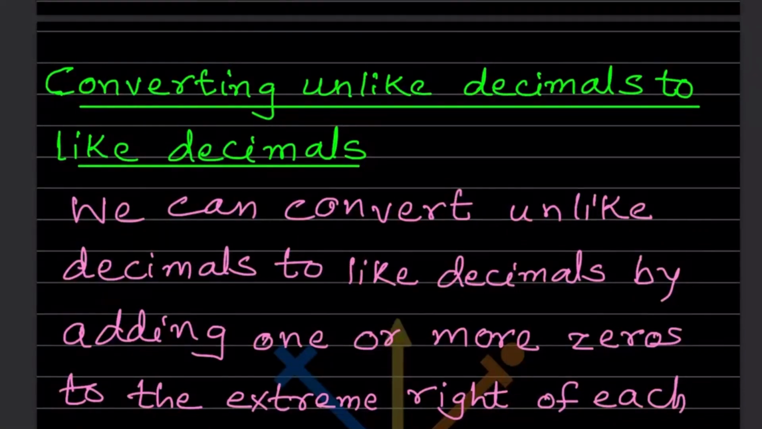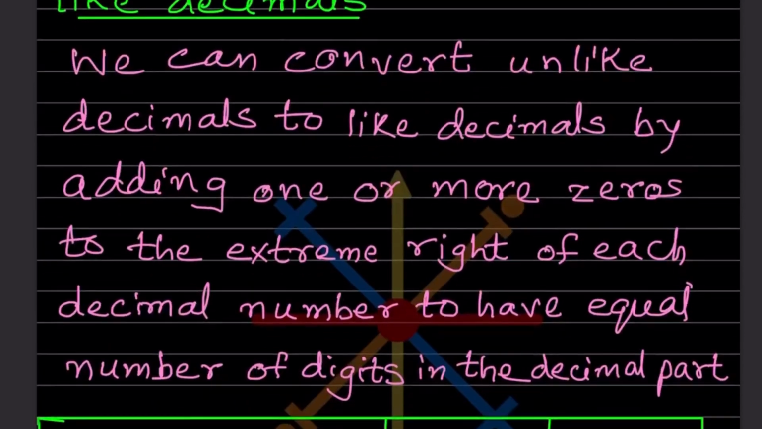Converting unlike decimals to like decimals. We can convert unlike decimals to like decimals by adding one or more zeros, as I showed you in the previous one. We can add one or more zeros to the extreme right. Any number of zeros doesn't change the value, and it gives an equal number of digits.